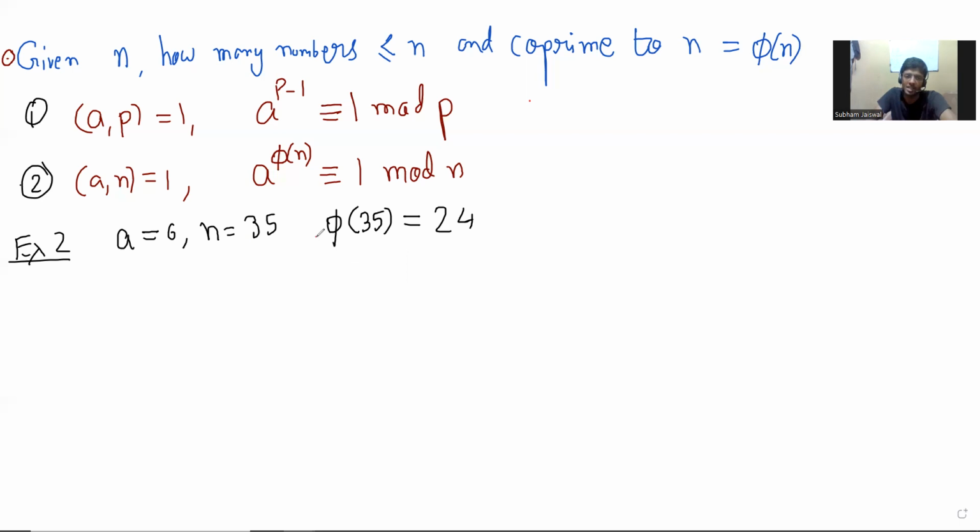We'll investigate this function more later. Fortunately, this function has a very nice property, because for most functions you don't have that. Anyways, now what should we check? We should try to calculate 6 to the power 24 and see what remainder it leaves.